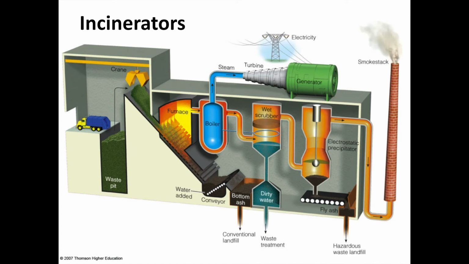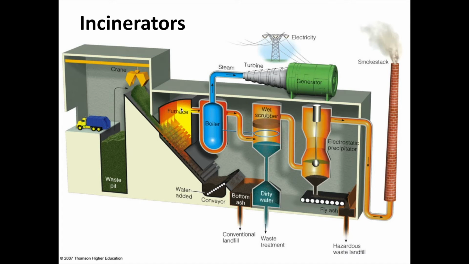Here's what an incinerator looks like. It's actually not all that different from a coal burning power plant where you have a pit of the collected waste. That material goes into a large furnace where we actually burn that material. Water is added so that the ash is not going to create a lot of air pollutants, but rather is collected as bottom ash, which is then sent to a landfill.